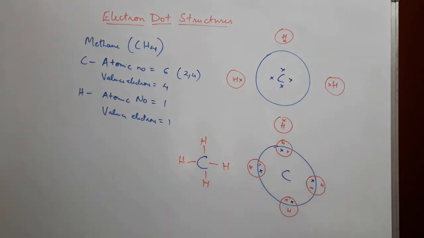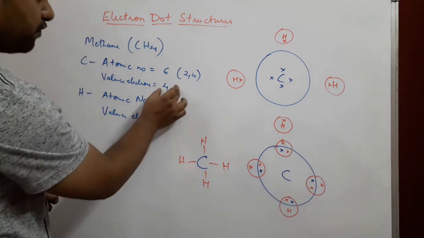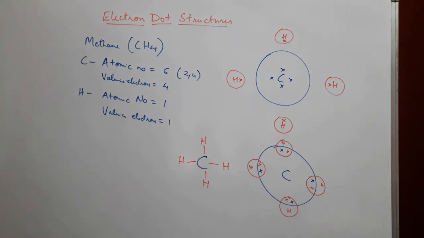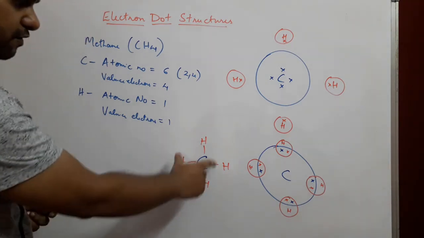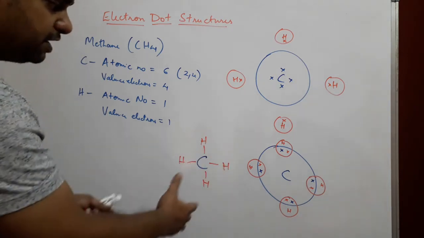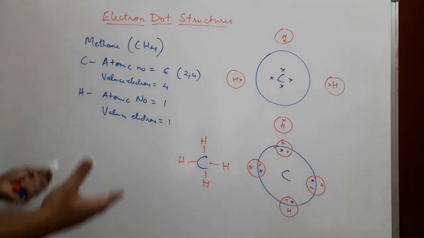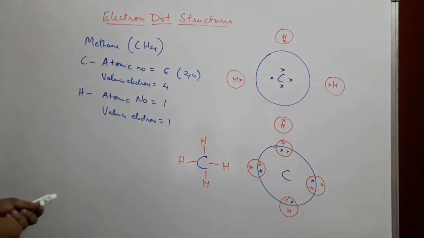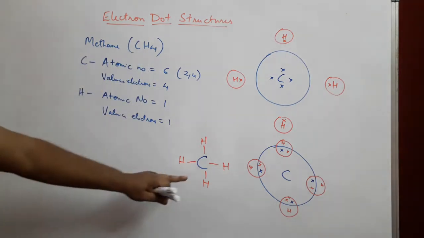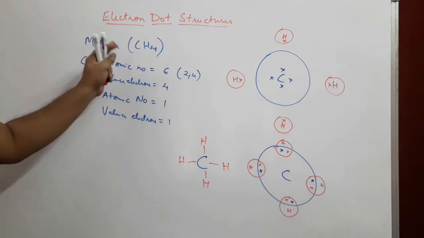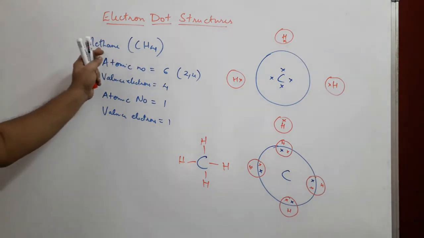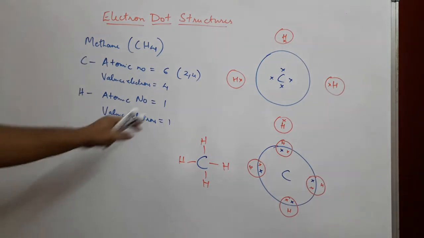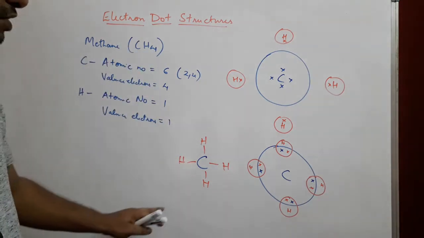So there are always 4 bonds possible with carbon because it has 4 valence electrons. Got it? It has the ability to form 4 bonds because of the number of electrons it has in the outermost shell. So this is how methane is formed. This is known as methane, CH4. We'll learn about the nomenclature of how it gets its name methane in another video, but for now we are only focusing on the electron dot structures.